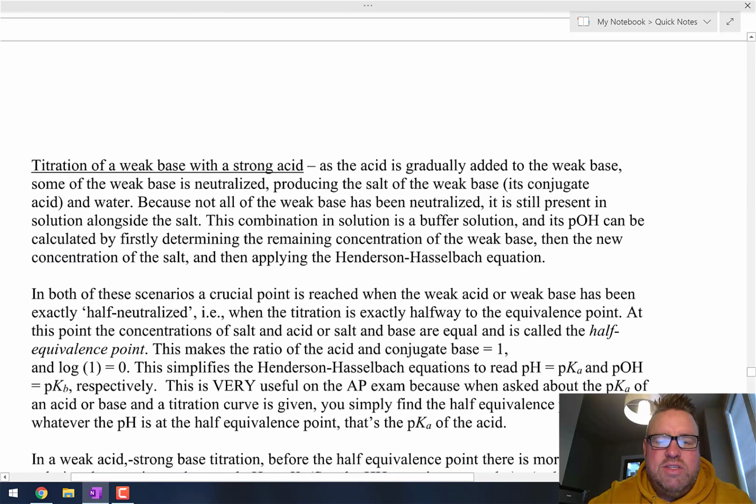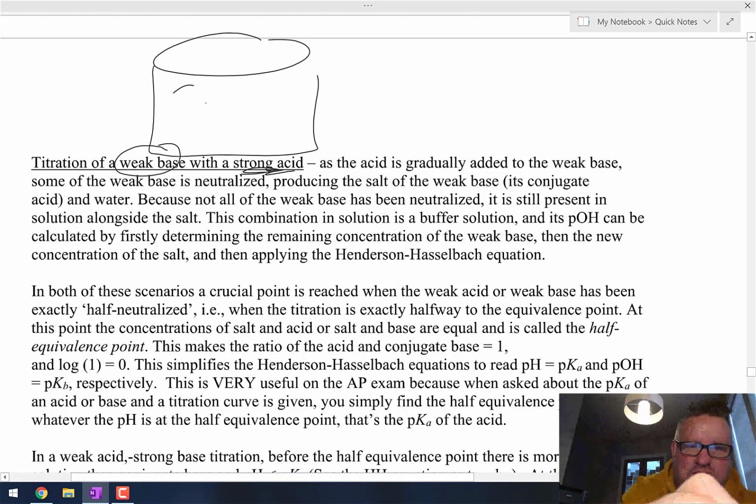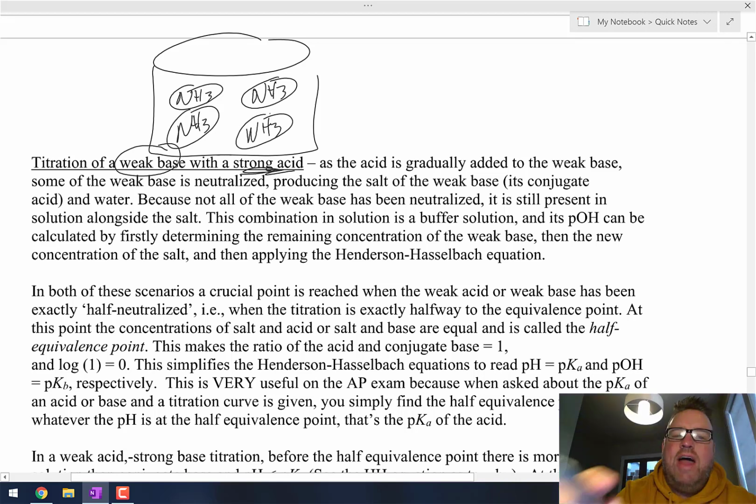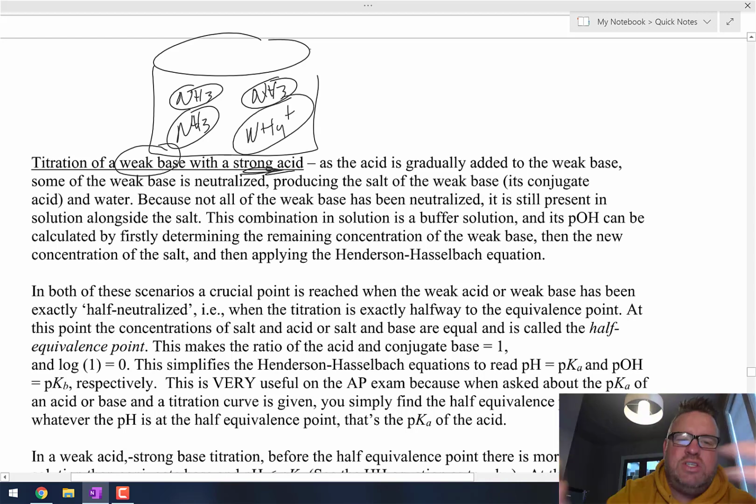Now, same idea here. Whether you're starting with a weak acid and you add a strong base to it, or you start with a weak base and add a strong acid to it, again, the same concepts apply. As you start to add the acid, a lot of times they use just NH3. So you've got NH3 particles, and as you start to add that acid, the NH3s are going to turn into NH4 pluses. And slowly over time, and again, you can use that Henderson-Hasselbalch equation as well to find the pOH, just like we've done before.